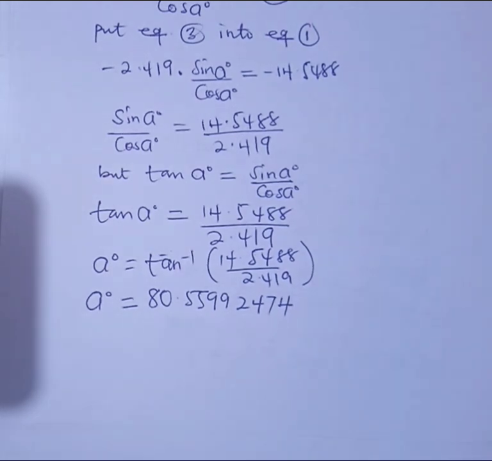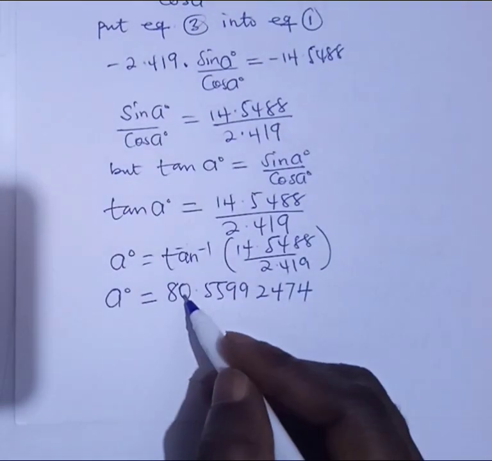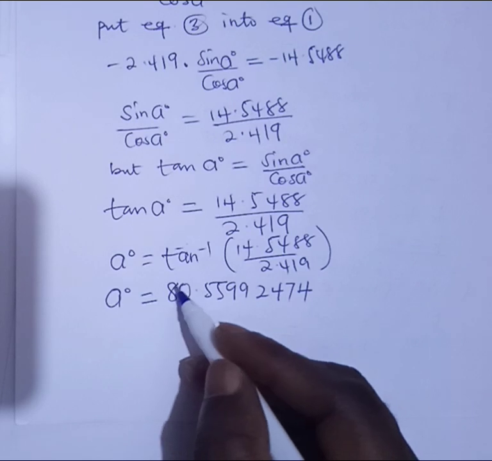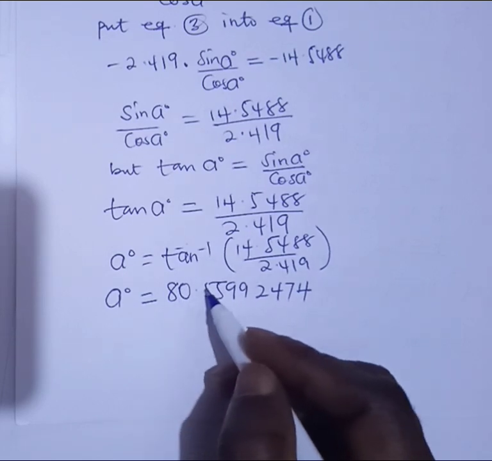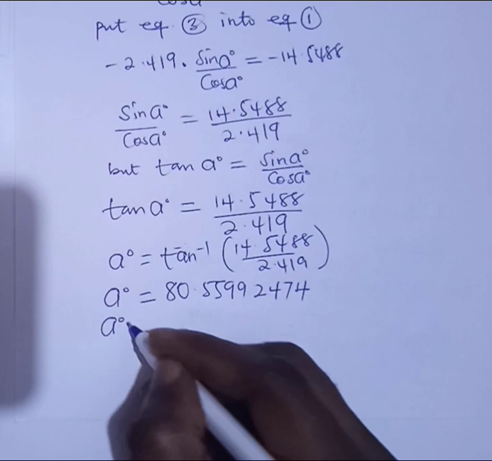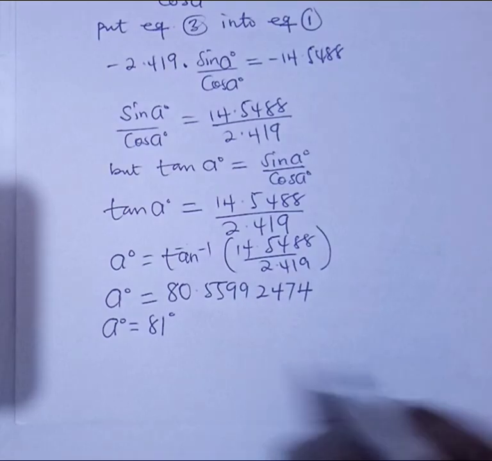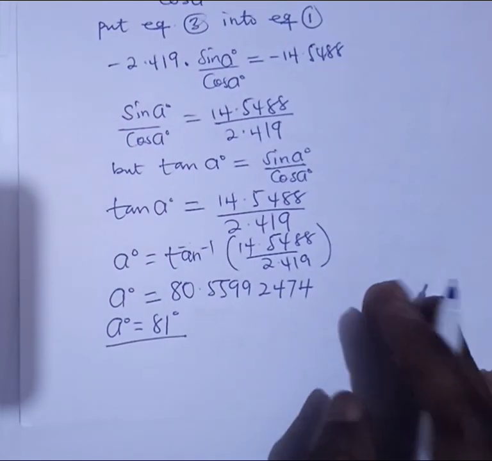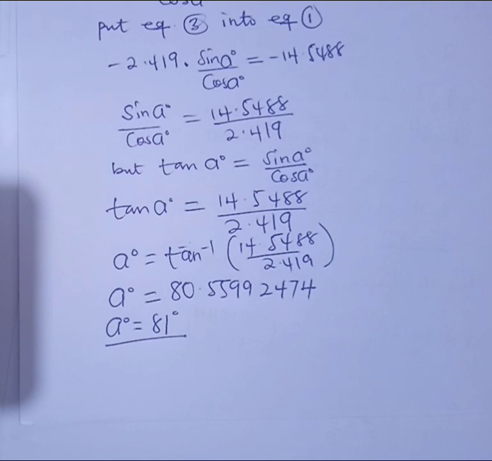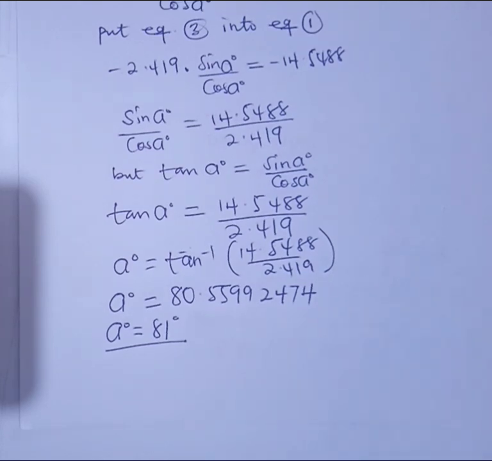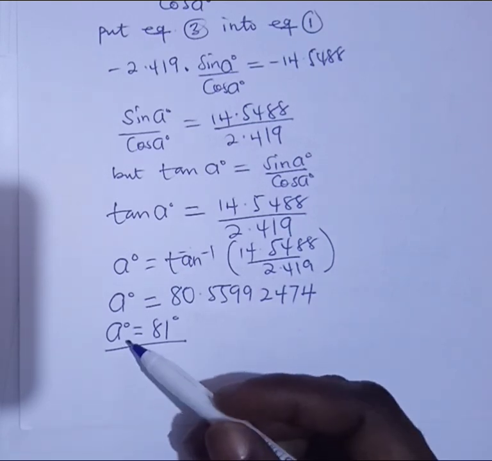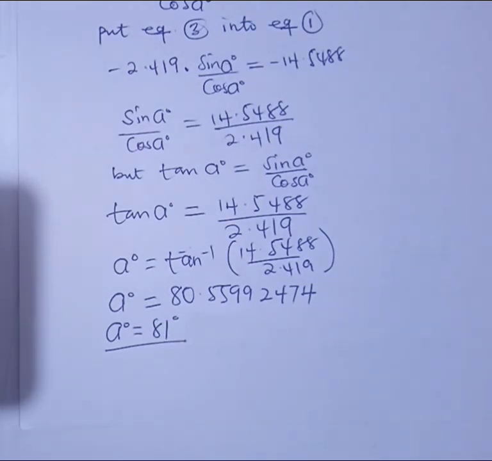But remember, the question says we should leave our answer to the nearest whole number. So if you are leaving our answer to the nearest whole number, then this is 80. If you round up, then we are getting a degrees is equal to 81 degrees. So this is the angle. Now once we have calculated for A, then we need to find K.